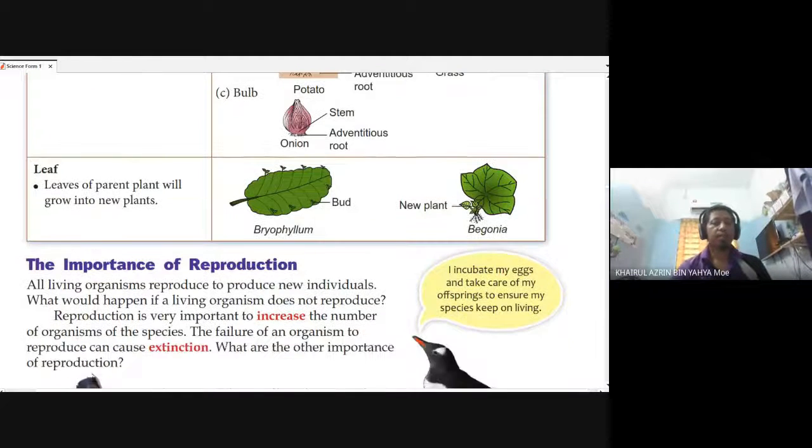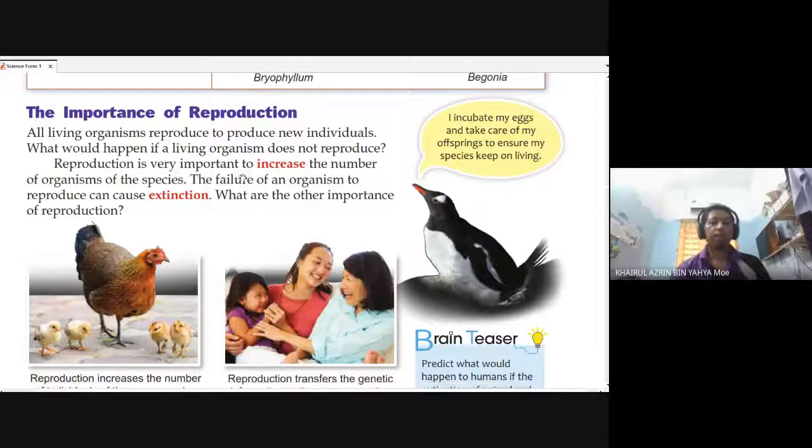And then another one, we have leaf. Leaves of parent plant will grow into new plants. So this is leaf. We have a new leaf, a small one. Okay, like this. And then become a new plant. This is another example. This is bryophyllum. And then this is begonia. Okay. So we go to the last part.